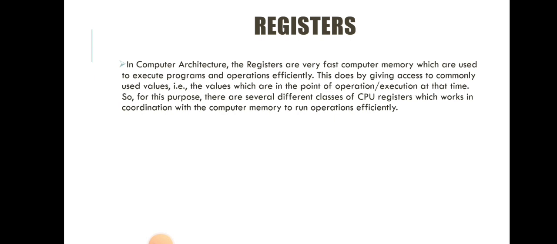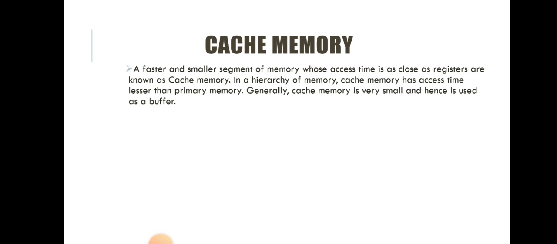Cache memory is a faster and smaller segment of the memory whose access time is as close as registers. In the hierarchy of the memory, computer cache memory has an access time less than primary memory.